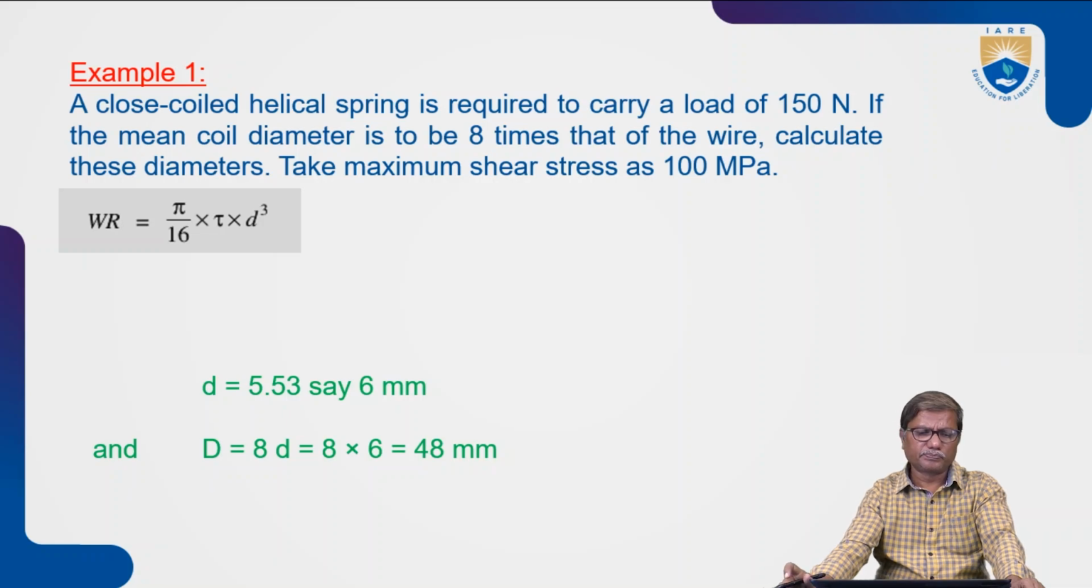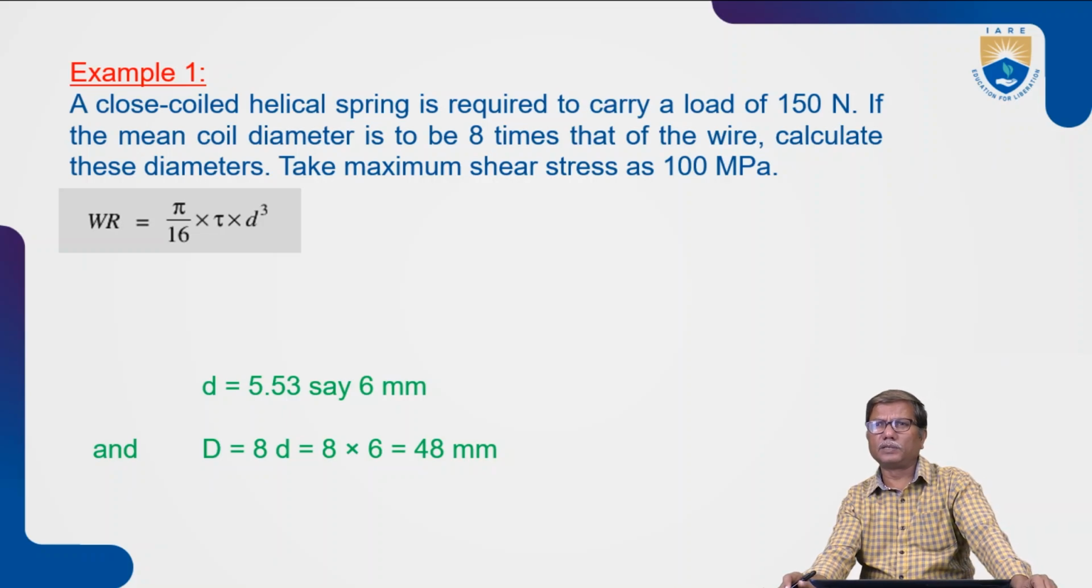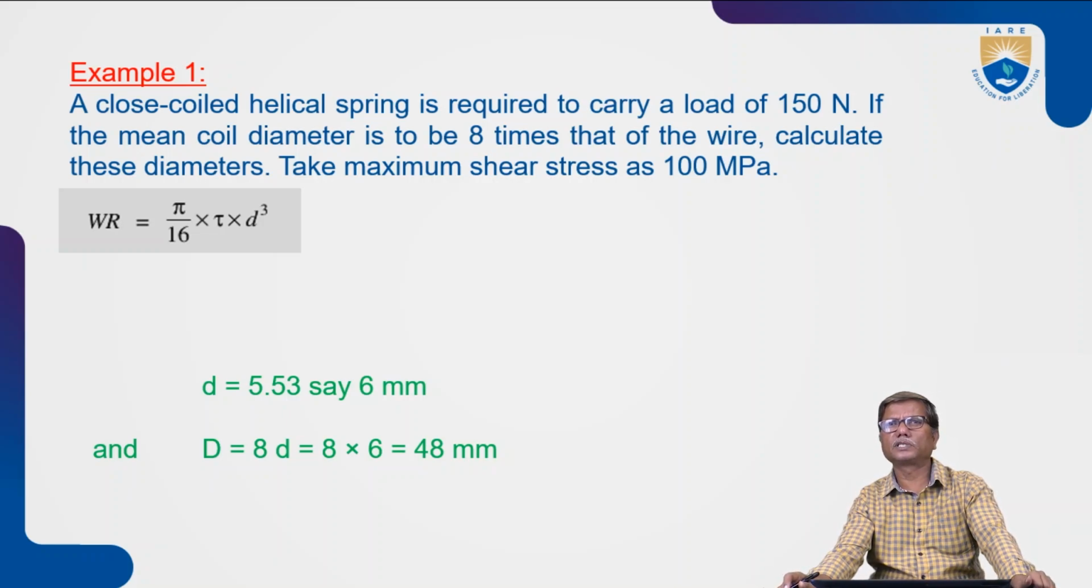First one: a closed coil helical spring is required to carry a load of 150 kilonewtons. If the mean coil diameter is to be 8 times that of the wire, calculate these diameters. Take maximum shear stress as 100 MPa.